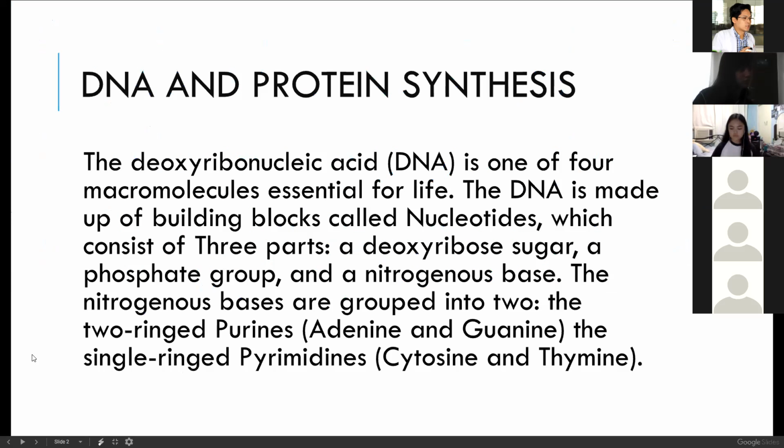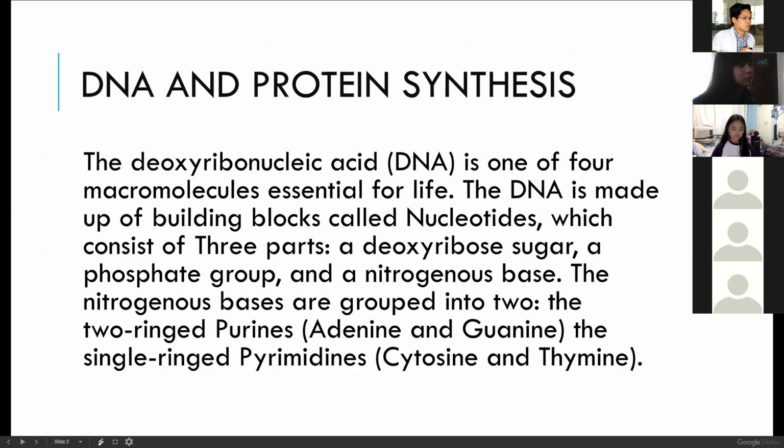DNA and protein synthesis. So the DNA, or deoxyribonucleic acid, is one of the four macromolecules essential for life. The DNA is made up of building blocks called nucleotides, which consist of three parts: the deoxyribose sugar, a phosphate group, and a nitrogenous base.